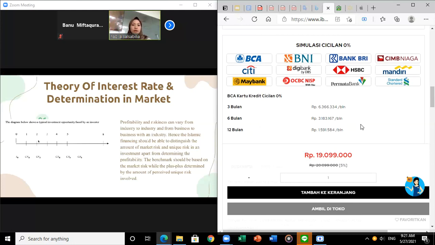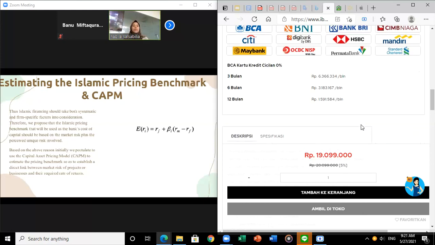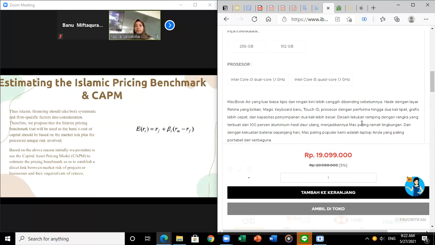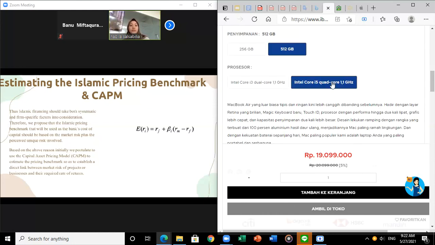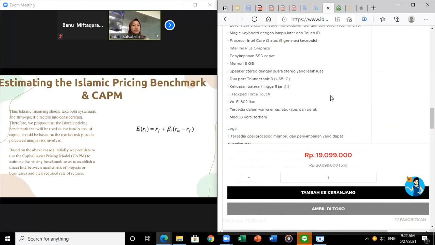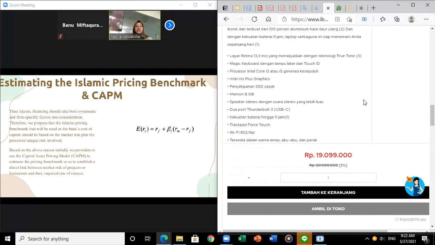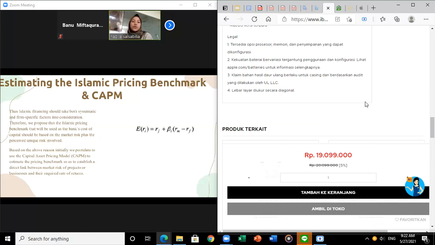Next, we're going to talk about estimating the Islamic pricing benchmark, and also about the capital asset pricing model. Before we go too far into the CAPM, let's talk about estimating the Islamic pricing benchmark first. Islamic financing should take both systematic and very specific factors into consideration. Therefore, we propose that the Islamic pricing benchmark that will be used as the bank's cost of capital should be based on the market risk plus the perceived unique risk involved.